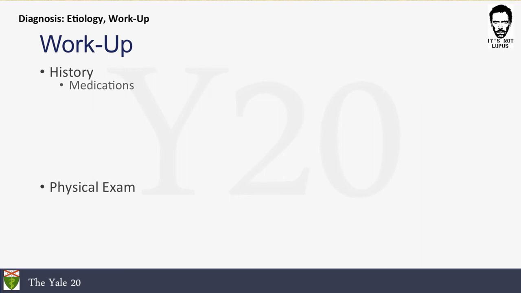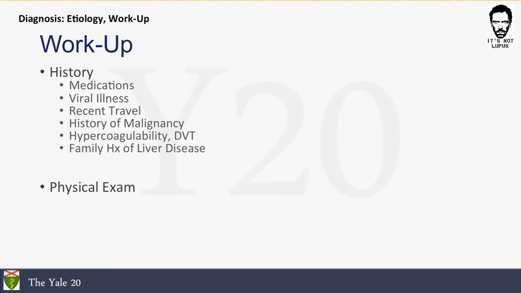If a patient presents with a recent history of nausea, vomiting, diarrhea, ask whether they have foraged for or eaten mushrooms. It's also important to find out the amount, timing, and duration of consumption when reviewing the medications. Other clues from the history include potential viral causes and recent travel history, history of malignancy, hypercoagulability, previous deep venous thrombosis, and family history of Wilson disease or autoimmune hepatitis.